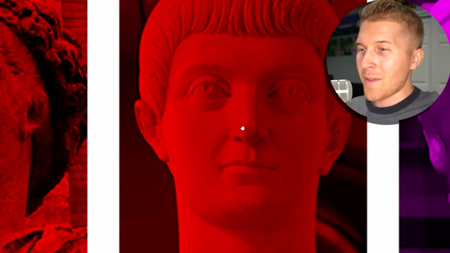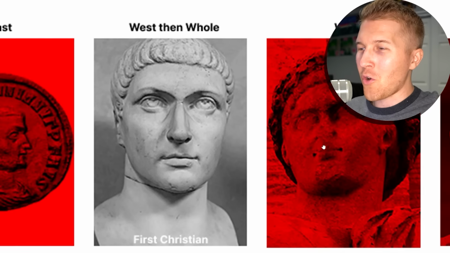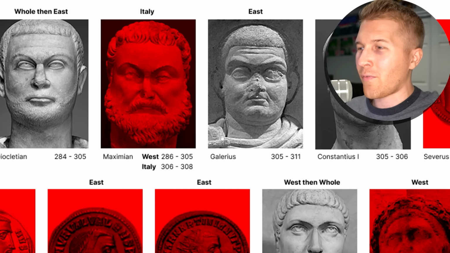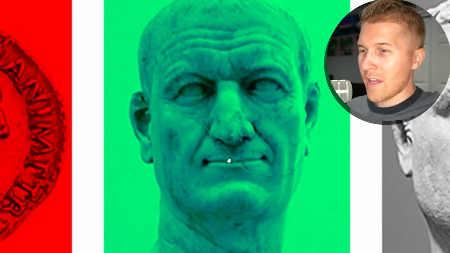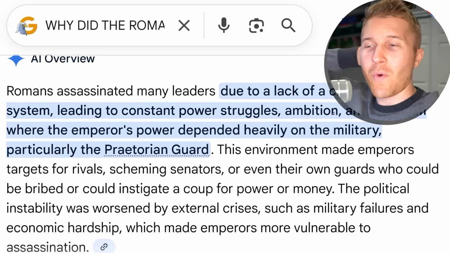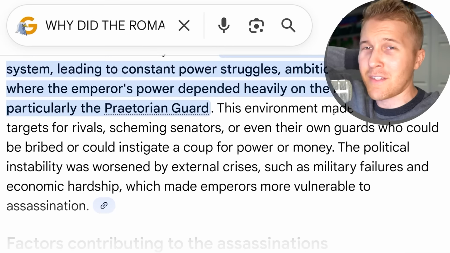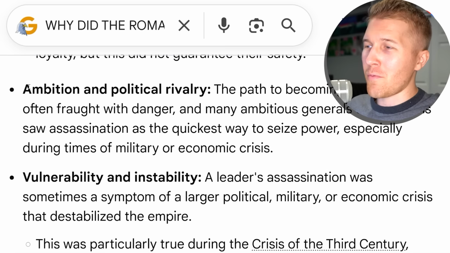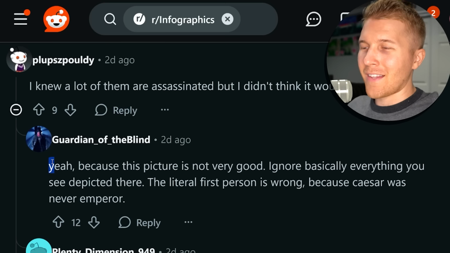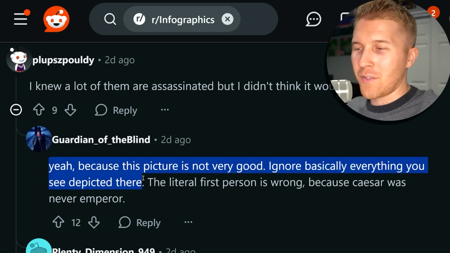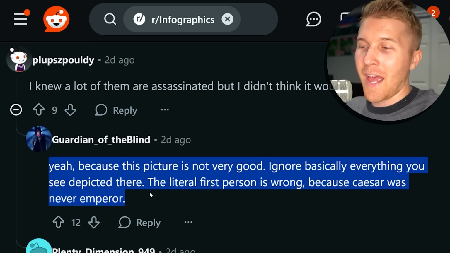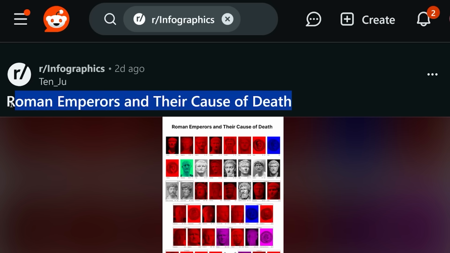Bro, they were doing some of these portraits dirty. Why were they making them so creepy? Like, I get it when the nose fell off, like, okay, but some of these emperors just look like aliens. Part of the reason why so many of the emperors were offed by people is because there was a lack of clear succession. Also due to ambition and political rivalry. Some of these are definitely wrong, it appears. Some of them, there's still debate exactly how they were taken out. Remind me to never become a Roman emperor.